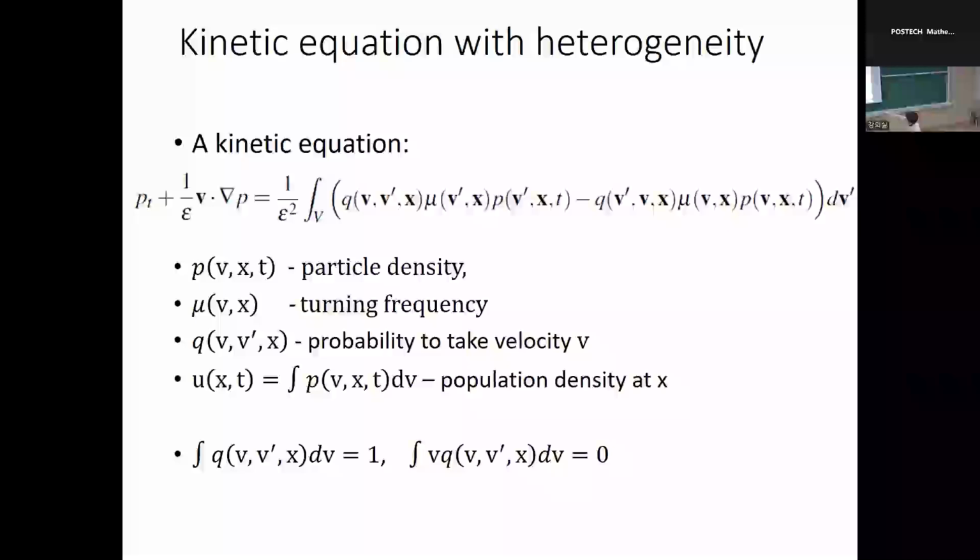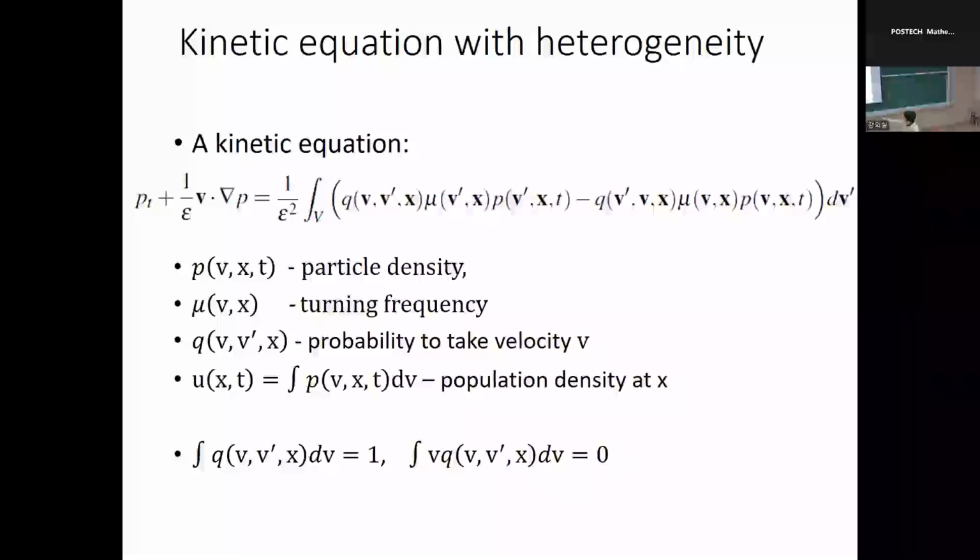So I already put the heterogeneity x here and x here. So mu and q are two parameters. We can add some spatial heterogeneity. Most of the people don't consider the case. So in most cases, mu is independent of x, q is independent of x, but I want to consider x dependent. Now, mu, turning frequency.